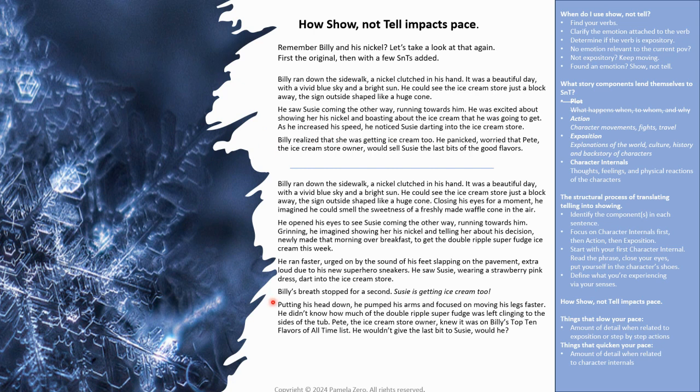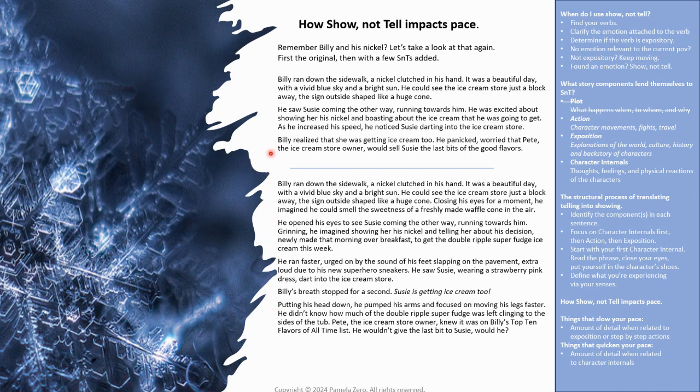Putting his head down, he pumped his arms and focused on moving his legs faster. He didn't know how much of the double ripple super fudge was left clinging to the sides of the tub. Pete, the ice cream store owner, knew it was on Billy's top 10 flavors of all time list. He wouldn't give the last bit to Susie, would he? Billy realized that she was getting ice cream too. He panicked, worried that Pete, the ice cream store owner, would sell Susie the last bits of the good flavors.